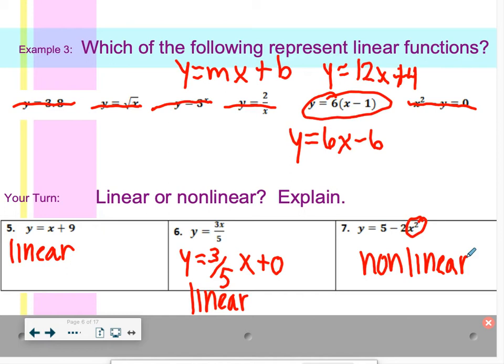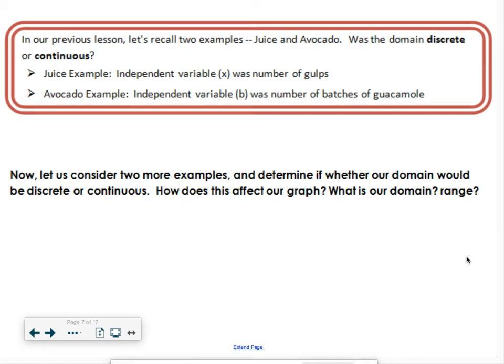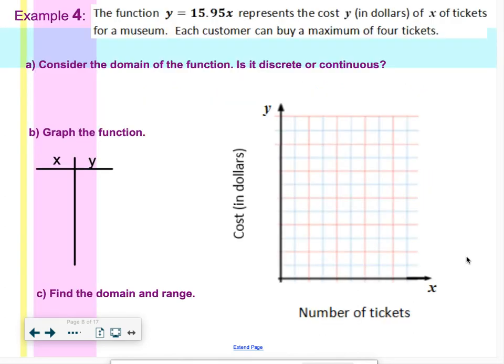Okay, let's try a real life example of this. It says the function y equals 15.95x represents the cost in dollars for tickets to a museum. Each customer can buy a maximum of 4 tickets. Let's make an input and output table. That's just x and y, right?